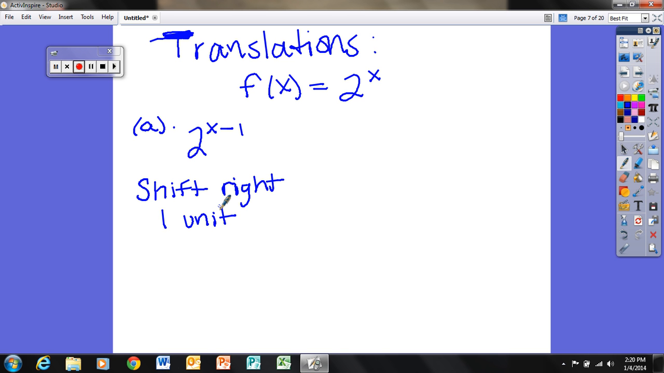The next example here, I'm going to call it B. This is going to be 2 to the negative x. So again, we're doing the opposite of our x value, so it's going to be something that has to do with horizontal. And the way we reflect something horizontally is we reflect it over the y-axis. So in this case, this is going to be a reflection over the y-axis.